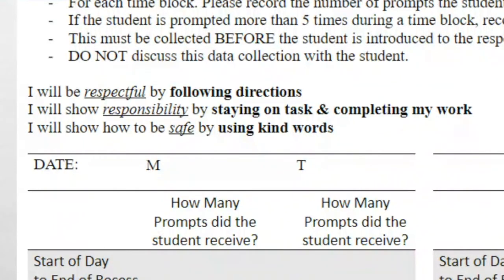These are our expectations. I will be respectful by following directions. So if the child is not following directions, that's when they get a prompt, right? I will show responsibility by staying on task and completing my work. So if they're not on task, prompt, token removed. I will show how to be safe by using kind words, okay? And again, if they're not using safe language, you can remove the token from their board. So these are examples of behaviors. Of course, this can be individualized, but this is what we have.